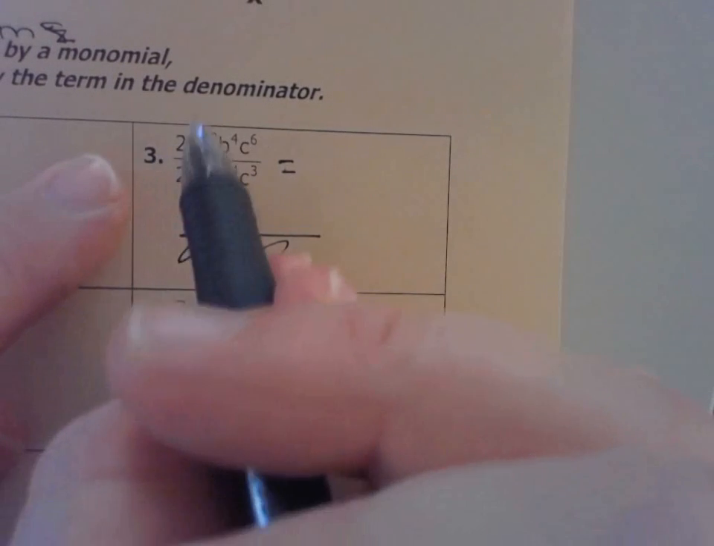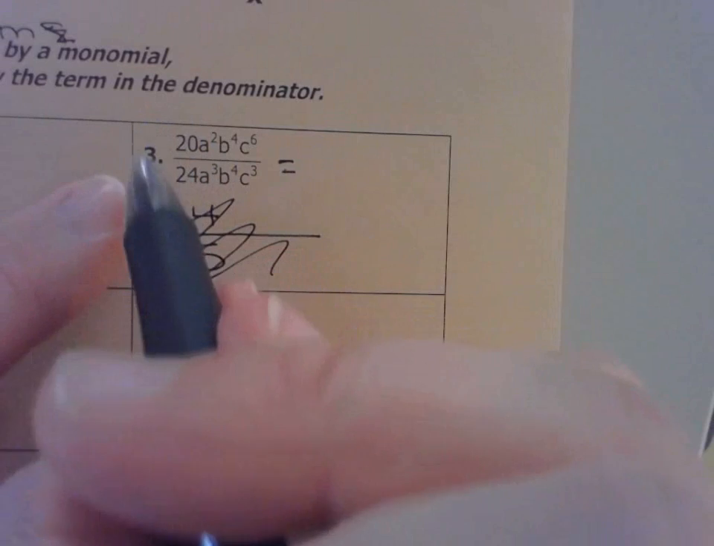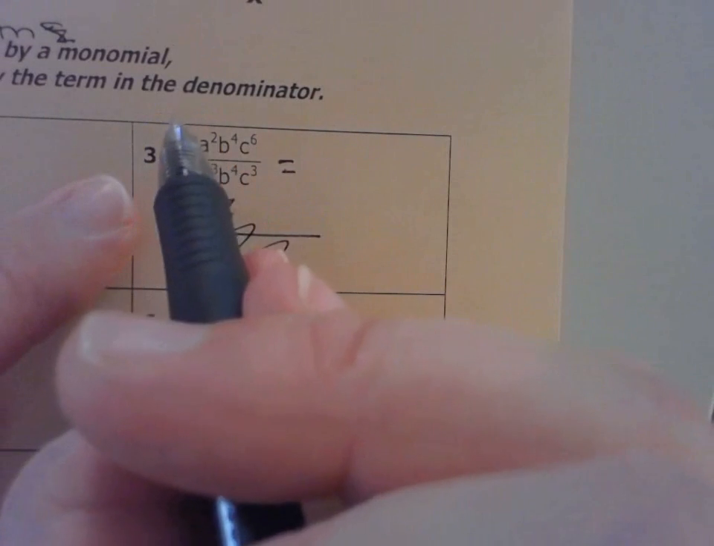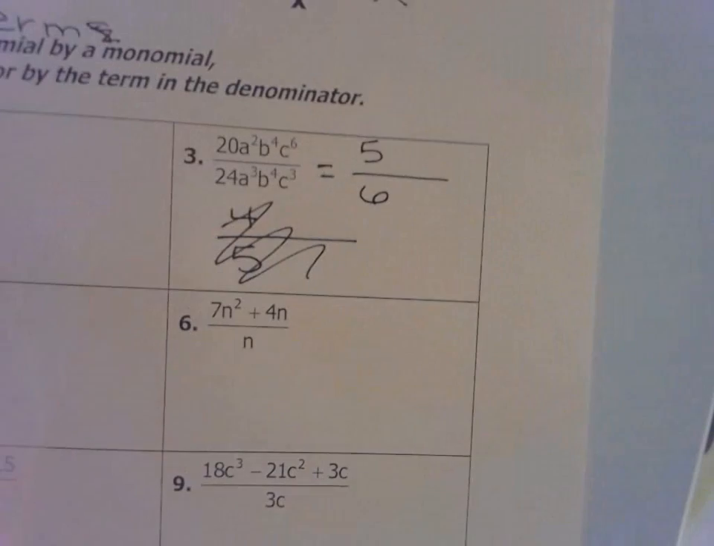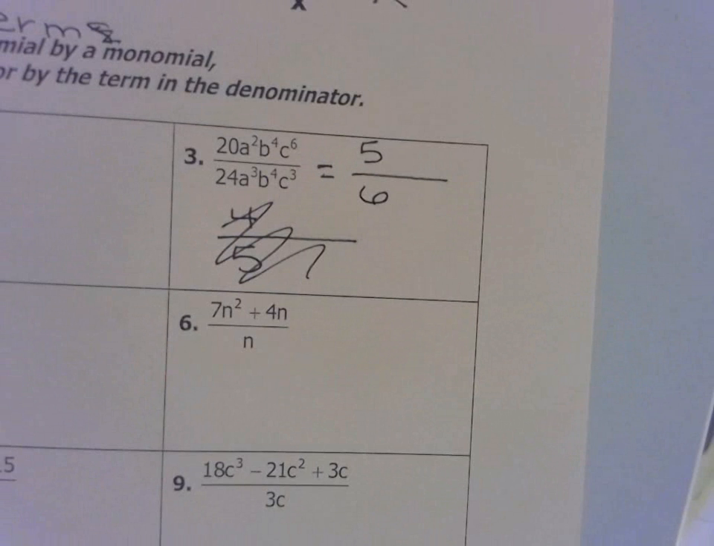Okay, so 20 over 24, we can divide top and bottom by 4. So 5 over 6. Just like we did last unit, divide top and bottom by 4. 20 divided by 4 is 5. 24 divided by 4 is 6. Now my exponents, I subtract them.